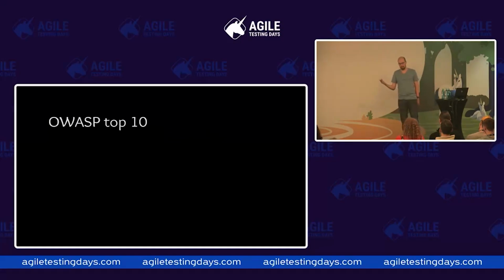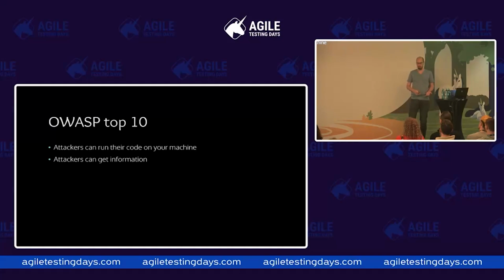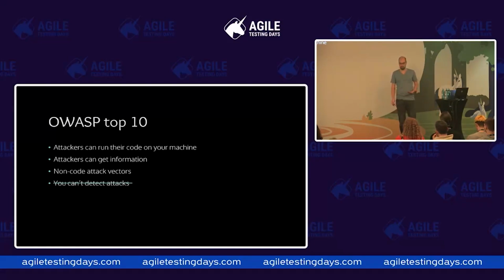And this top 10, I divided them up into 4 categories to make it a little bit easier to digest. First one is attackers can run their code on your machine. Attackers can get information on your system or data. The non-code attack vectors, not every vulnerability is because of code. And you cannot detect attacks, but we are going to skip that today.